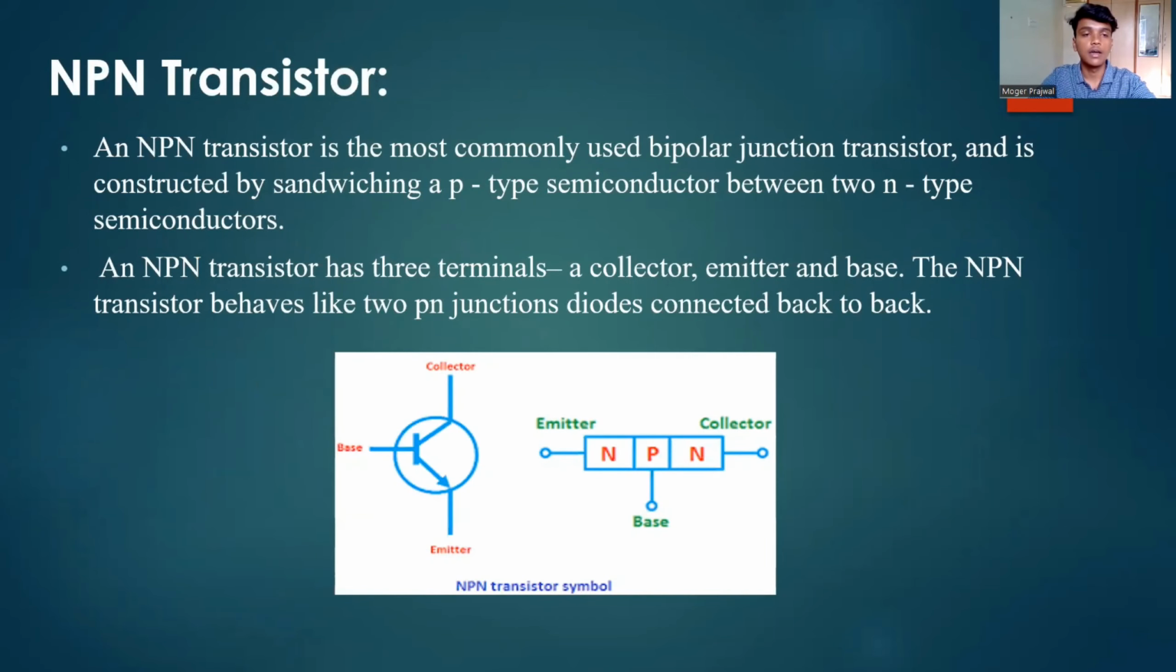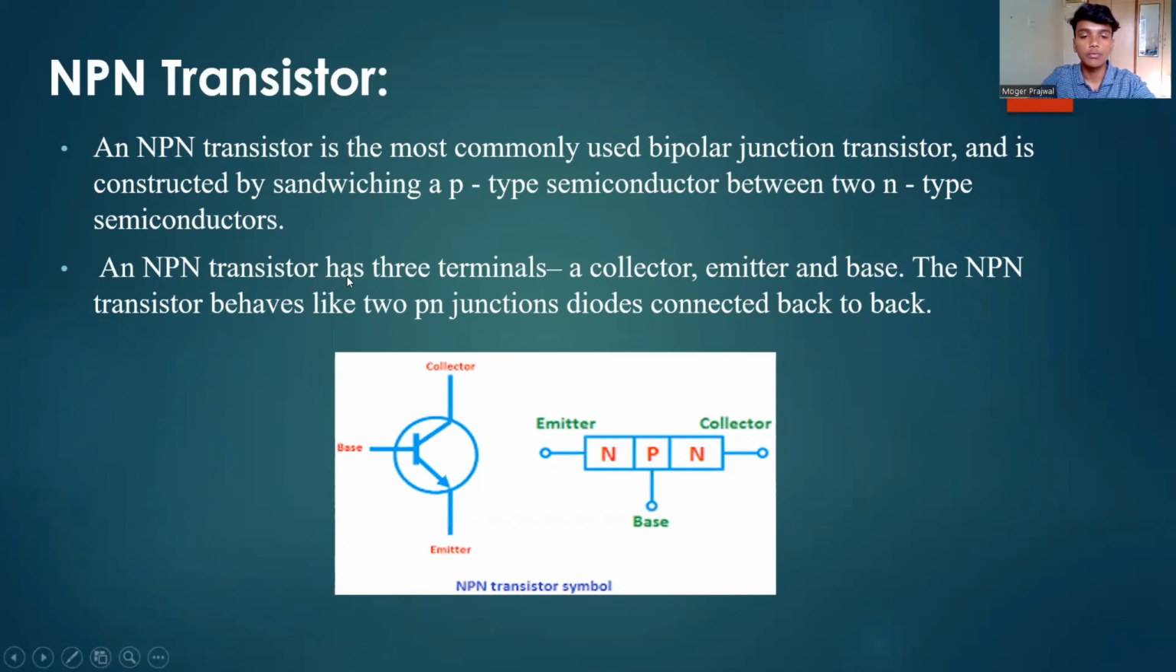NPN transistor. An NPN transistor is the most commonly used bipolar junction transistor and is constructed by sandwiching a p-type semiconductor between two n-type semiconductors. An NPN transistor has three terminals: a collector, emitter, and base. The NPN transistor behaves like two PN junction diodes connected back to back.